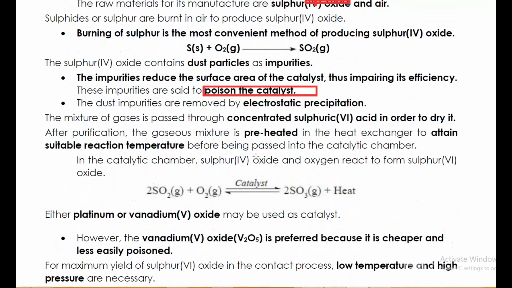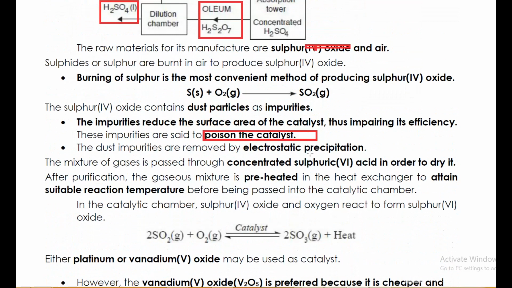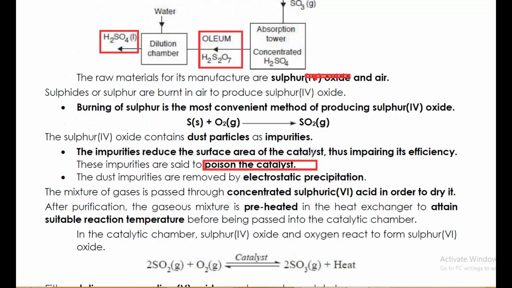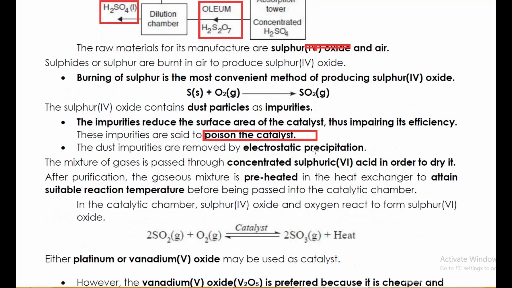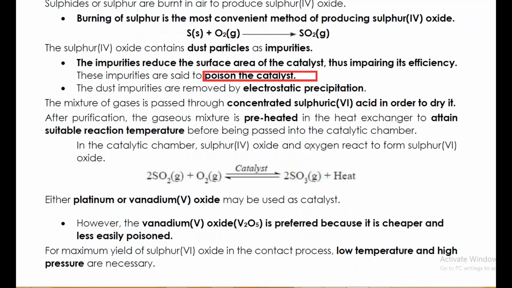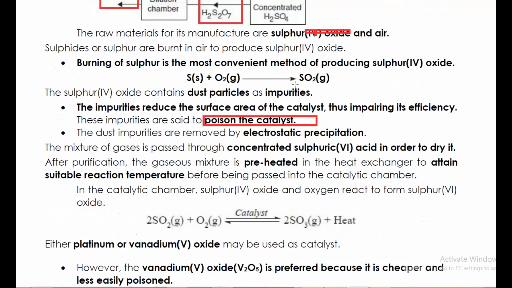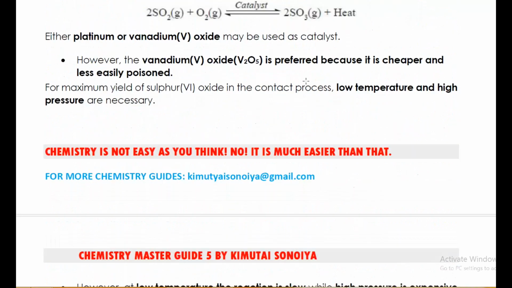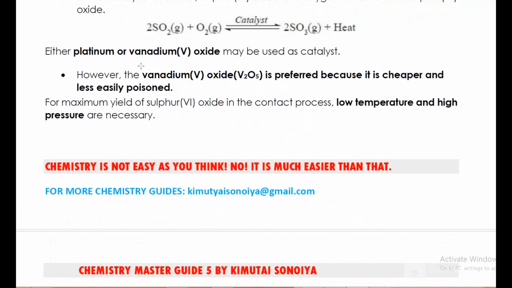Now we want to mention the catalyst that is used in this process, which you must know. I have said that for every process you must know the catalyst that is used, except those that don't use a catalyst, like the flash, and the Solvay process, where there is no catalyst. Here the catalyst in the contact process is called vanadium 5 oxide. So you need to know that very well.